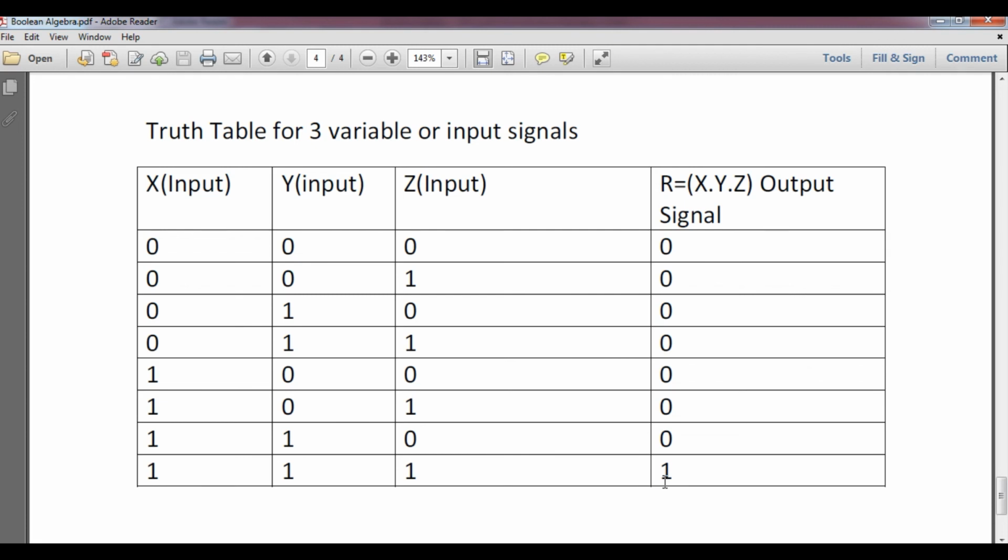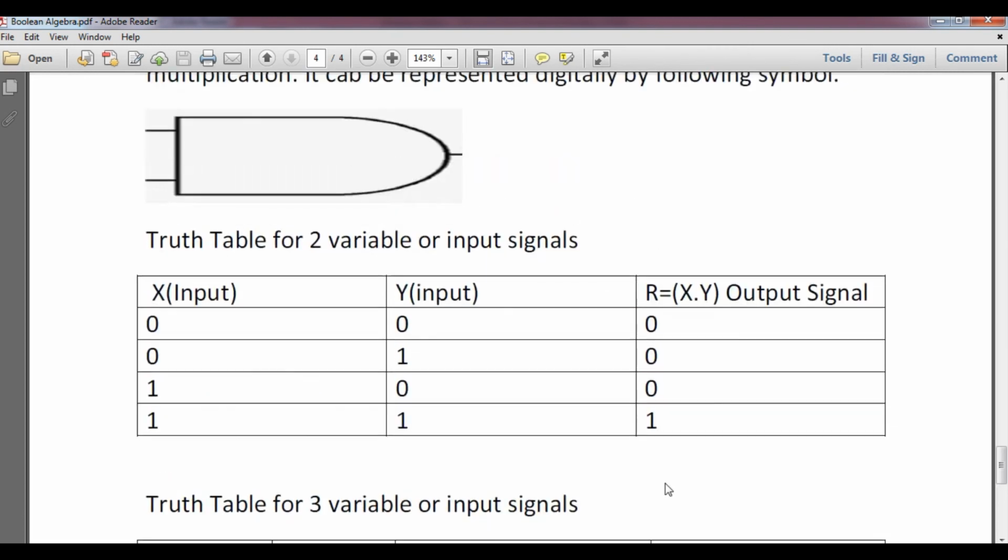So it means when all states are in high state, then the AND operation will produce only a high state output, otherwise not. So I hope student you have understood the logical operations like AND, along with the Boolean algebra introduction.